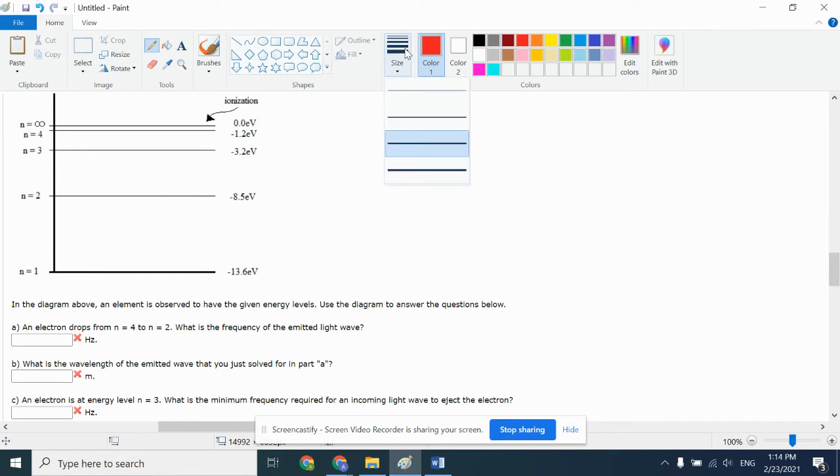I'm going to go over the homework. This is WebAssign EM4 for Physics of the Universe. You only had one question, and it revolves around this electron energy diagram.